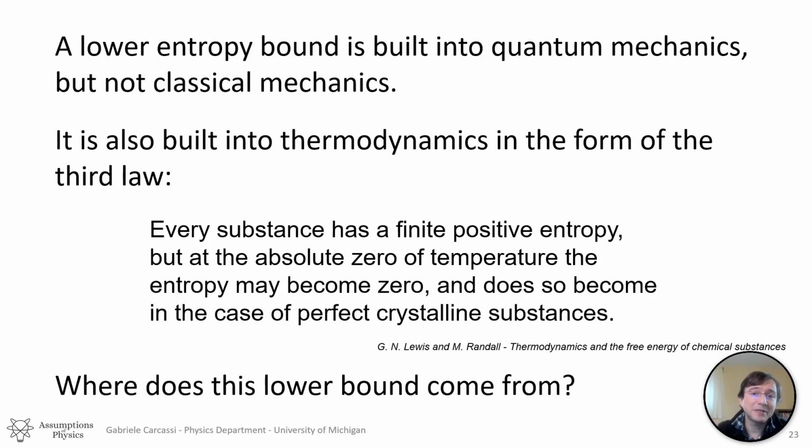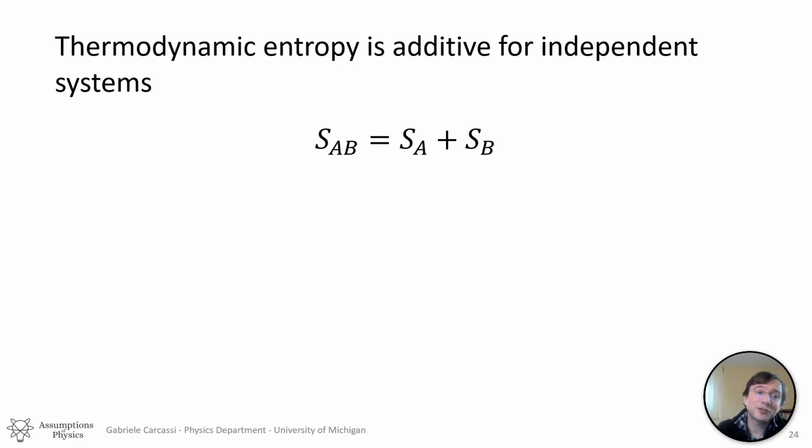Again, in thermodynamics, it's just stated as, let's say, a phenomenological, experimental truth that we see, but we want to understand again, where does this come from? Can we go backwards a little bit more? One of the key features of thermodynamic entropy is that it's additive for independent systems. So the entropy of A and B is equal to the entropy of A plus the entropy of B, again on the assumption that these two systems are independent.